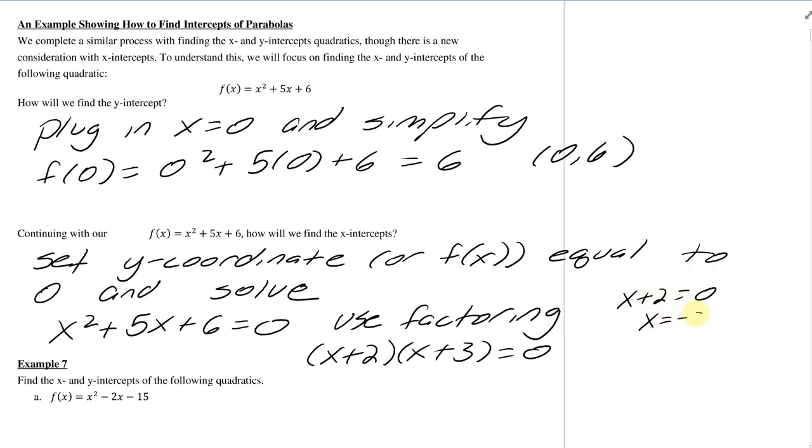Or just by looking at it, you might be able to tell that x equals -2. And then for the other one, I'm going to set the other factor equal to 0, and then I'd find that x equals -3. So my two x-intercepts have to do with these points here, but I'm not done.